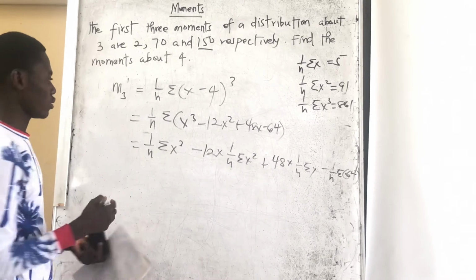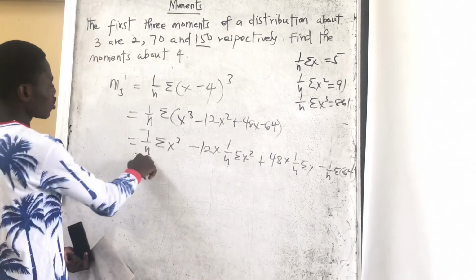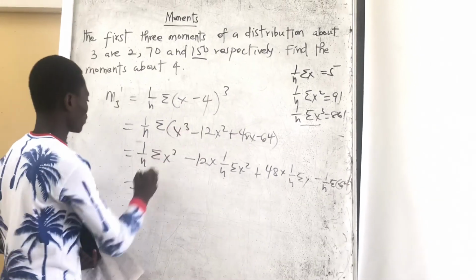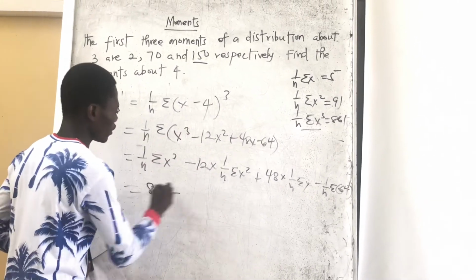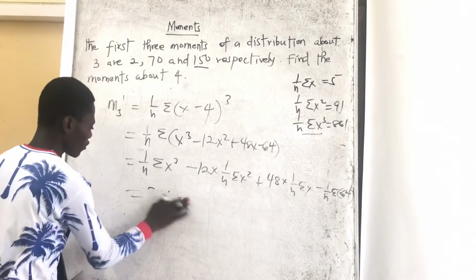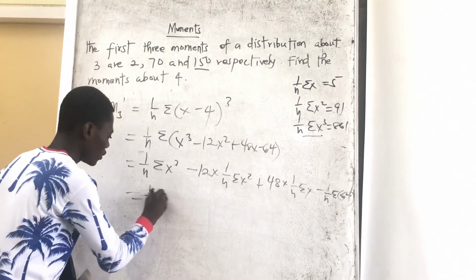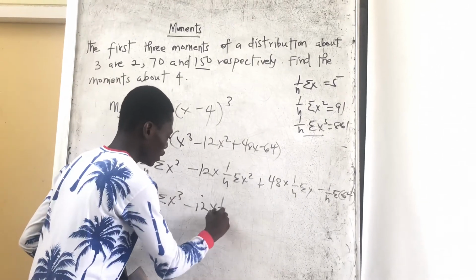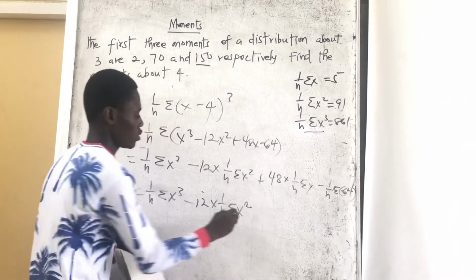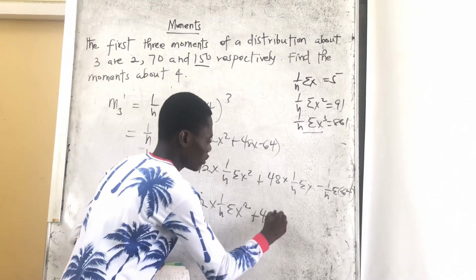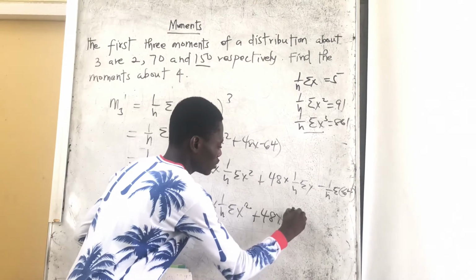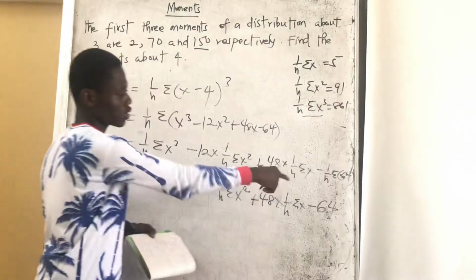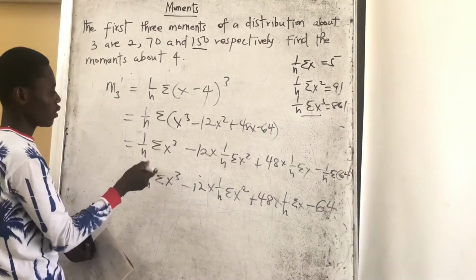Just the same as what we have been doing previously. So this has been calculated as 861, so it's just substitution. Okay, I prefer simplifying it first. So 1 over n sigma x cubed minus 12 times 1 over n sigma x squared, then plus 48 times 1 over n sigma x, then this becomes minus 64, because 64n, the n and the n will cancel out.